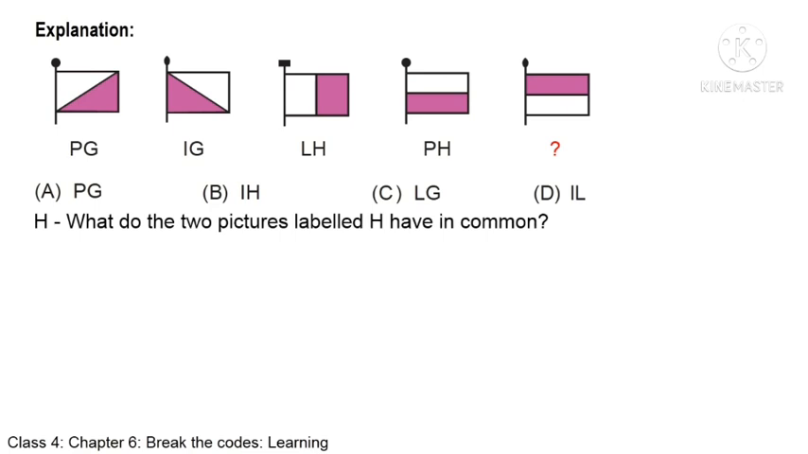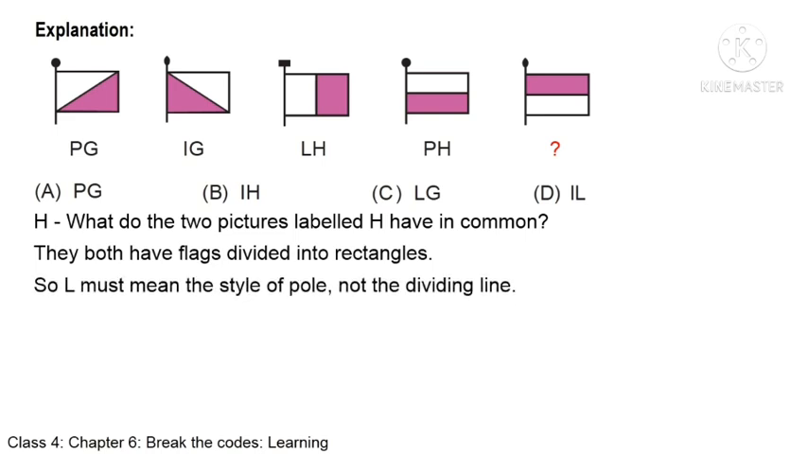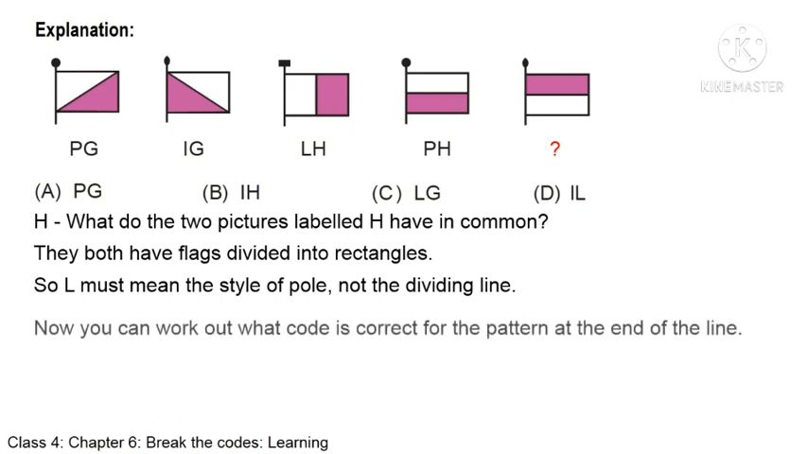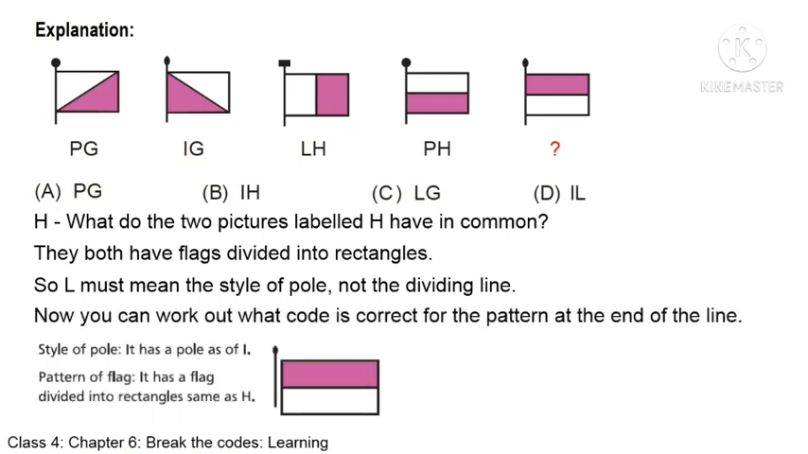What do the two pictures labeled H have in common? They both have flags divided into rectangles. So, L must mean the style of pole, not the dividing line. Now you can work out what code is correct for the pattern at the end of the line.